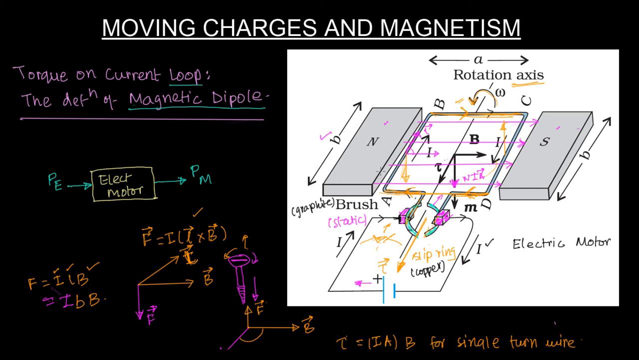We just discussed what will happen when this coil is positioned like this and a current is passed through this, right? Now let us see what happens after we saw that there will be a torque that will move it. Looking from this direction, it will move counterclockwise, right?